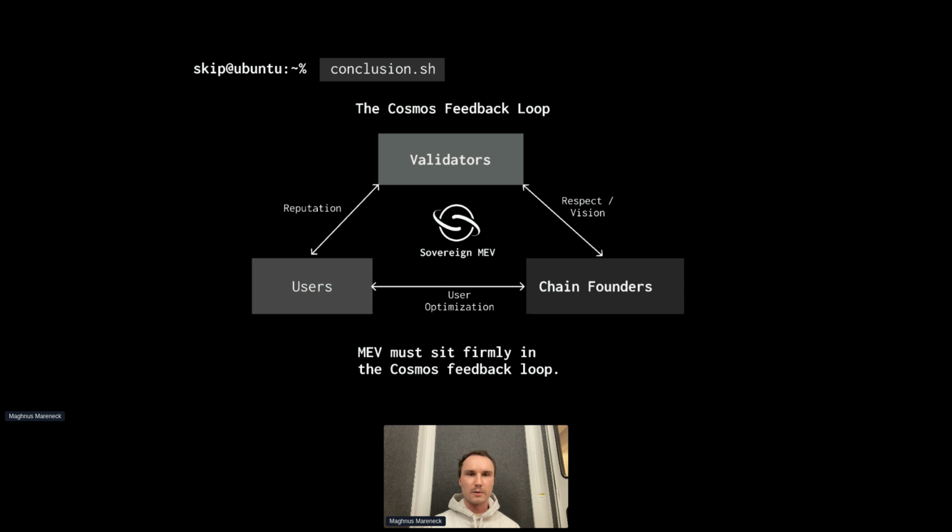So just to round it out, we believe that MEV should fit in this Cosmos feedback loop, where validators respect chain founders who optimize for the user experience of users who keep validators accountable, right? This is a very unique feedback loop that we don't see in Ethereum, where validators are commoditized and relatively anonymous and don't really care about their users. And chain founders have a much smaller say in terms of the overall experience. MEV should sit in this. It should be fully controlled, fully sovereign, and sovereignty means choice. So giving app chain developers the maximum amount of choice they have in their MEV markets.